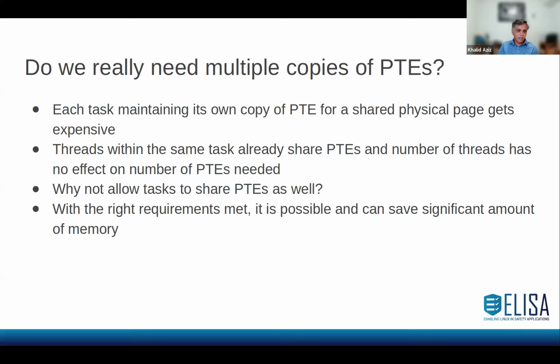It's possible to solve it. First of all, do we really need to keep these multiple copies of page table entries? That's what is causing the problem. Well, maybe we don't. If we look at a threaded model inside a task on a Linux kernel, you can have multiple threads that are part of that same task. And the tasks and all the threads within a task share the same page table entry. So you can have 5 threads inside a task or 5,000, doesn't matter. The number of page table entries stays the same because they all share it.